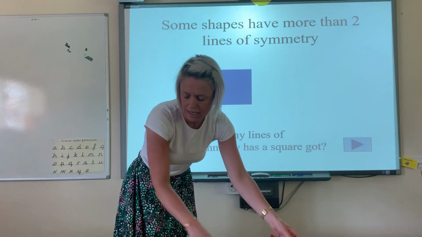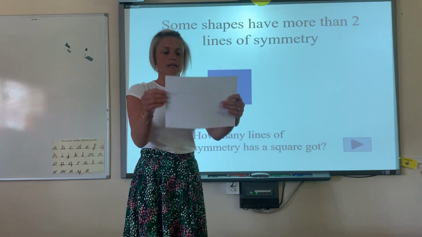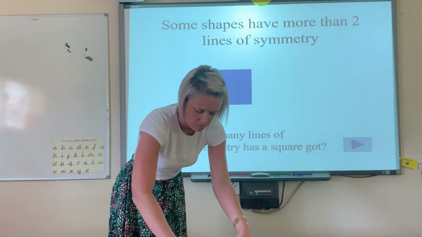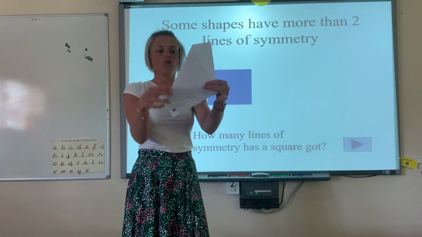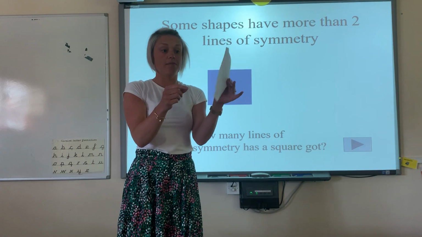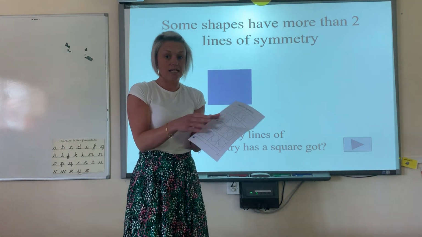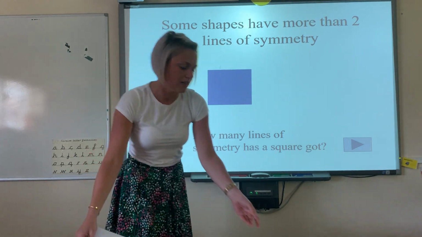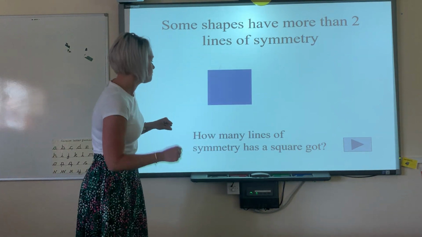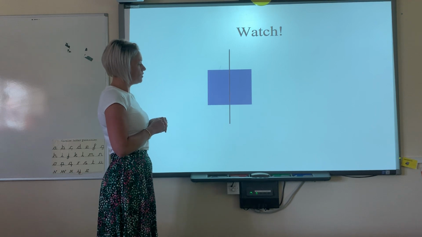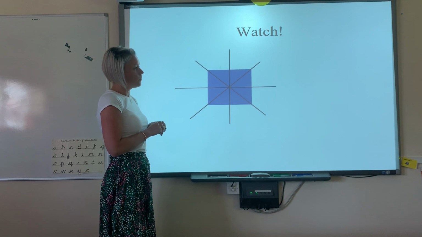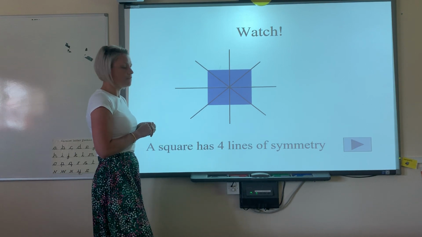Now, if we just do a quick example with a rectangle, I've not got a plain piece here, but if I folded this corner to corner, you can see that it doesn't fit exactly on top of the other side. There are parts that are overlapping, so that's how we know it isn't a line of symmetry. It's got to fit exactly on the top. So my square has got 4 lines of symmetry. Let's have a look. 1, 2, 3, 4. A square has 4 lines of symmetry.